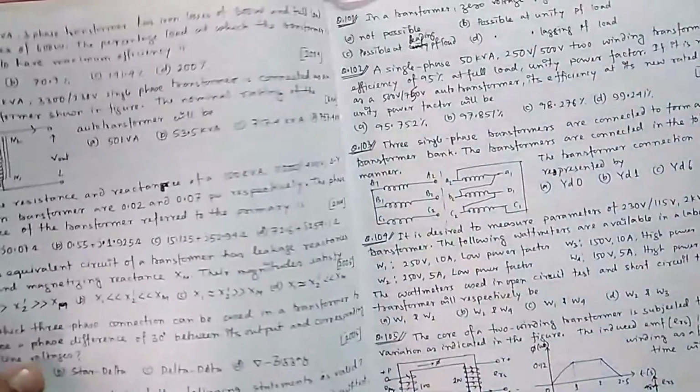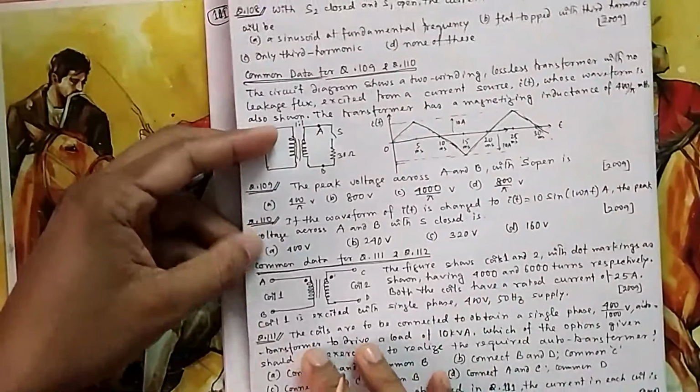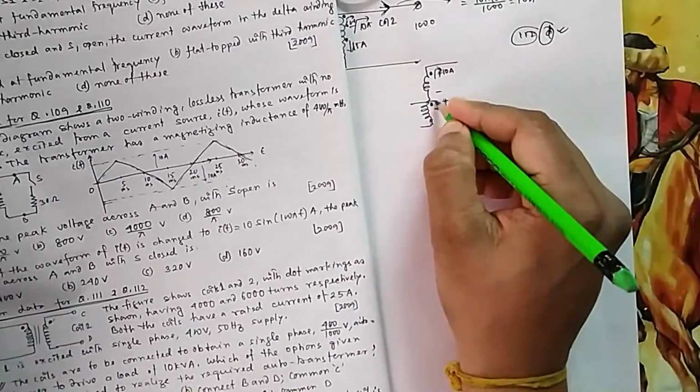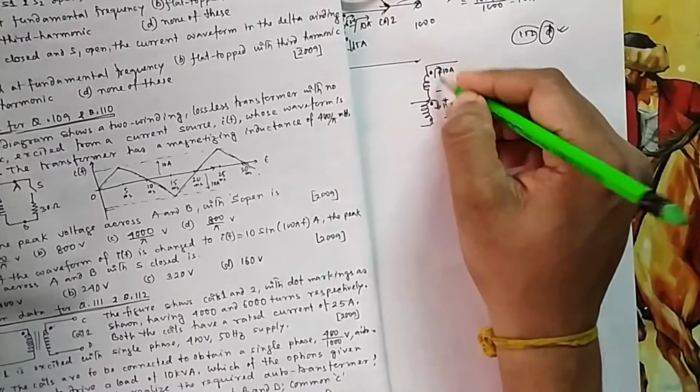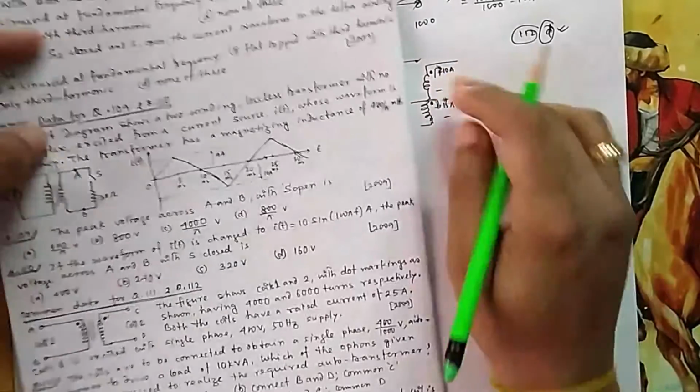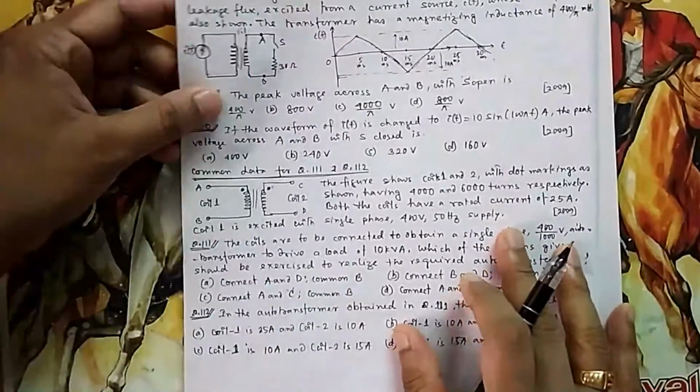But in transformer action the thing is different. In transformer action, if current enters through one dot and comes out of one dot, both will be positive. In a coupled inductor, it is just the reverse of that. So take care of this. That's why I thought I should give that reference to the earlier question. Otherwise, you may get confused.